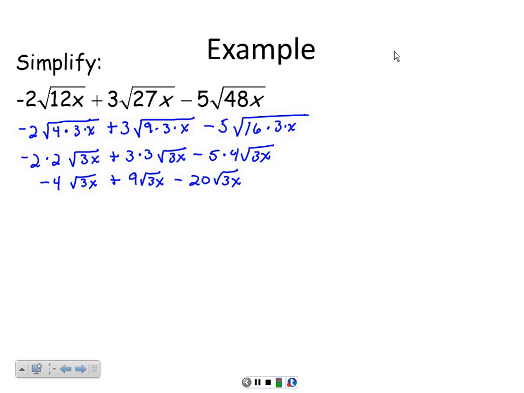Now we have all like radicals, and just to give you a heads up, every time you simplify these radicals, you won't always get like radicals. So don't expect all of them to be like radicals like these turned out. If they don't, then you just can't put them together. But if they do, then you can put them together. So let's do negative 4 plus 9, which is 5, minus 20, which is going to give us a negative 15 square root of 3x.